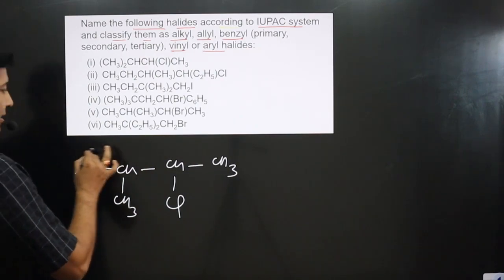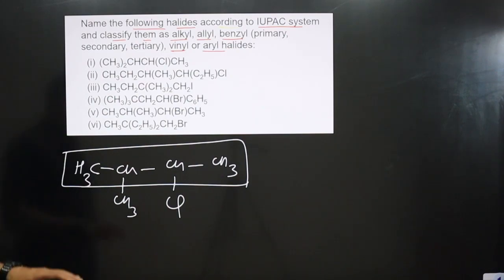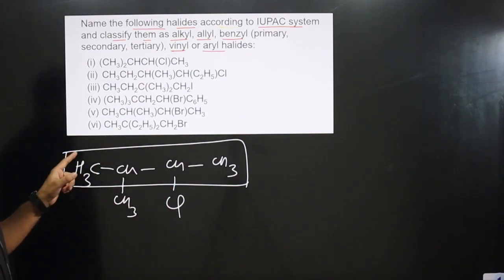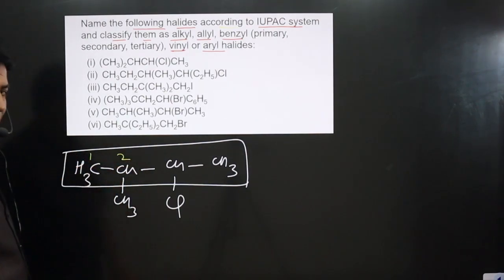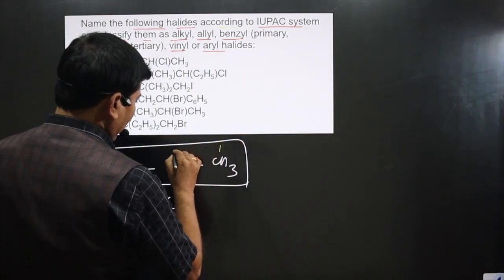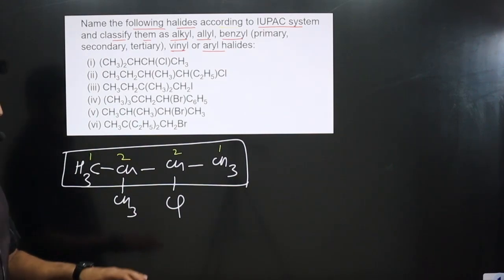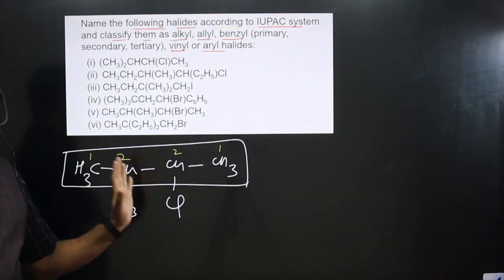You can see the parent chain. This is the parent chain. Now we should start numbering from the left side or right side. If I start numbering from left to right, it is 1, 2. To the second carbon an alkyl group is attached. If we start numbering from the right side, 1, 2, to the second carbon a halogen group is attached. Okay, we are getting a group attached to the second carbon from both sides.